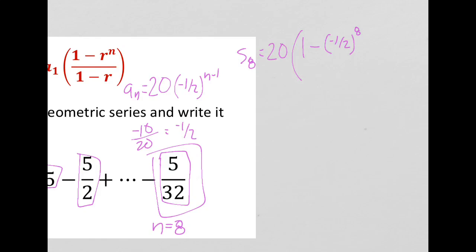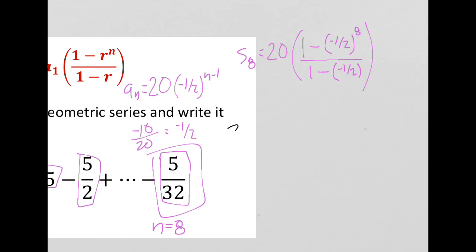You absolutely cannot simplify that down to 1 plus 1/2 to the 8th. Well, in this instance you could, but if it was an odd exponent, you could not. Or even exponent, you could not. Actually, I'm being silly. You couldn't do that. So be safe, put it in parentheses. And then 1 minus our ratio, which again is negative 1/2. There you have it. Calculate that sum in your calculator.